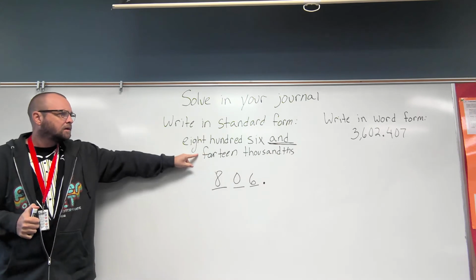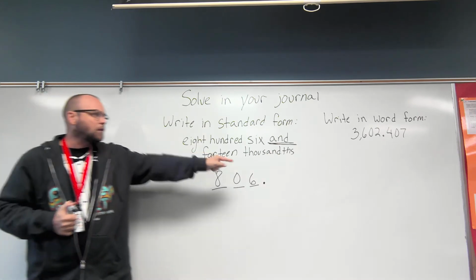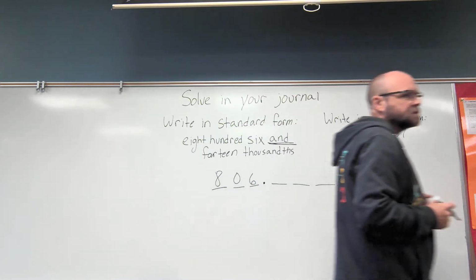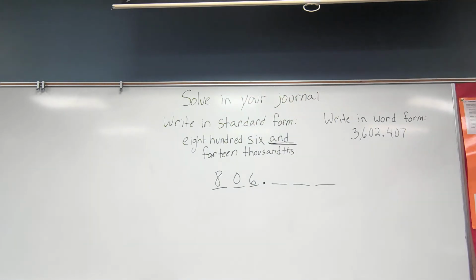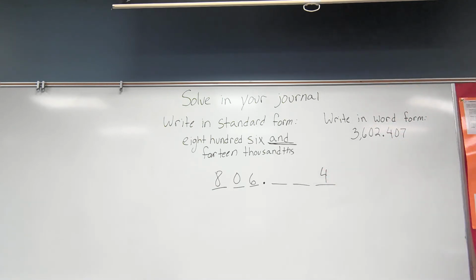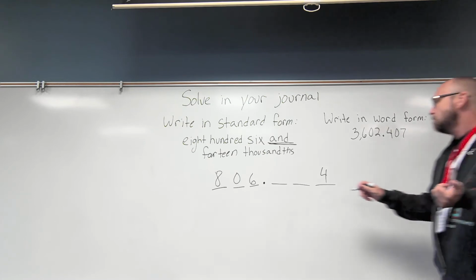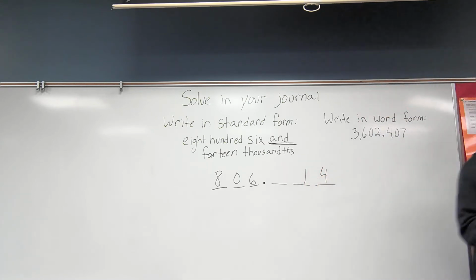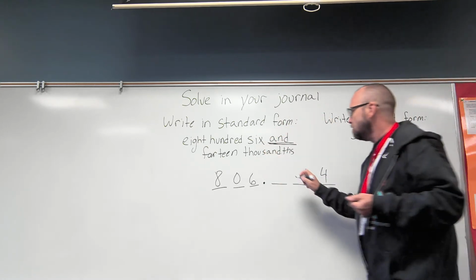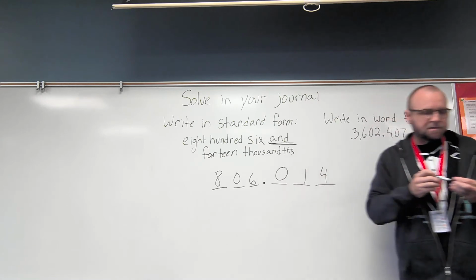Behind "and" it says 14 thousandths. So I need it to go to the thousandths place. And since it says 14 thousandths, that tells me the 4 has to be in the thousandths place. I need it to say 14, which means I have to have the 1 in the hundredths place. It doesn't say anything about the tenths place, but that doesn't matter. I got to fill that in to make it say 14.